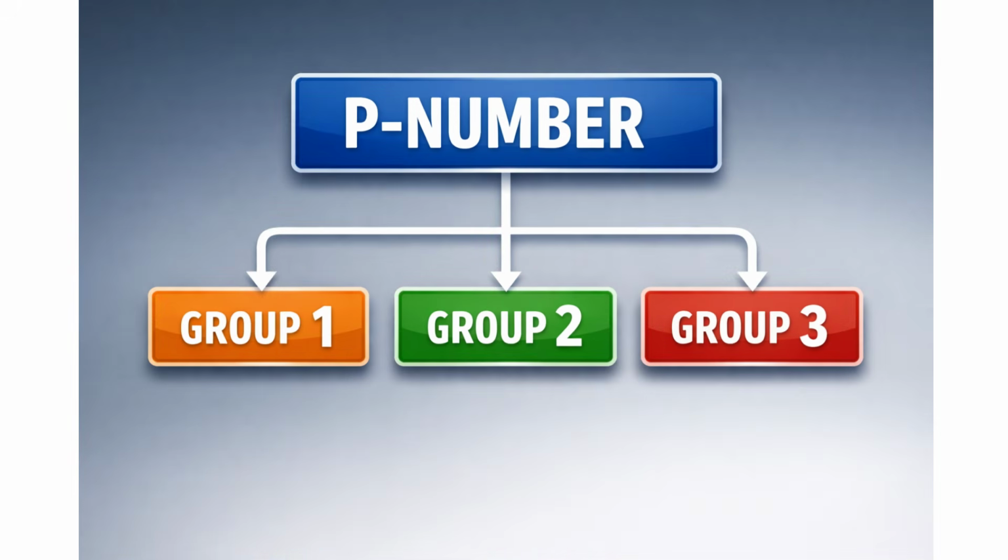Group numbers are subsets of P numbers. They specifically relate to toughness testing requirements, usually when a welding procedure specification, WPS, needs additional tests beyond basic mechanical tests. Not all P groups have subgroups, but those that do help distinguish materials that need specific toughness qualification.